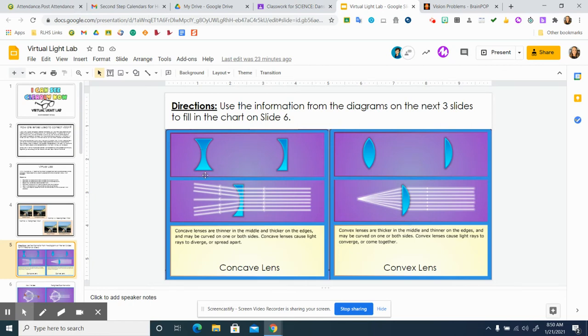So a concave lens is thinner in the middle and thicker on the edges. It may be curved on one or both sides. Concave lenses cause light rays to diverge or spread apart. Convex lenses are thicker in the middle and thinner on the edges and may be curved on one or both sides. Convex lenses cause light rays to converge or come together. So you can see that this one is thinner in the middle, thicker on the edges, and this one is thinner on the edges and thicker in the middle. That's the big difference between the two.